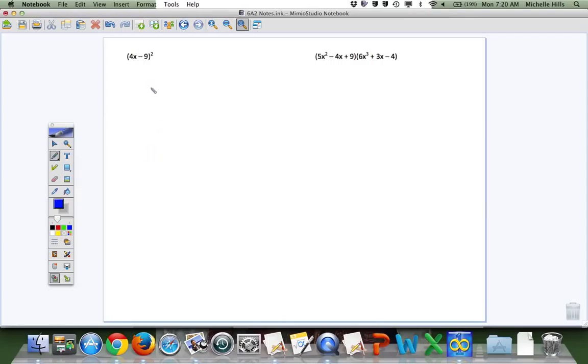I'm going to continue to use the lattice. Now to square something means to multiply it by itself. And you have to think about that. So this is really a 4x minus 9 times another 4x minus 9. Squared means multiplied by itself.